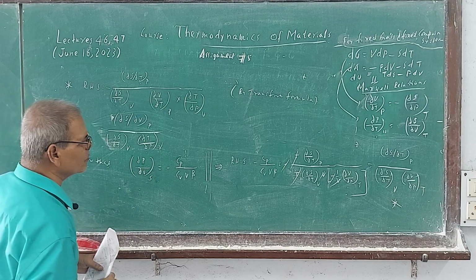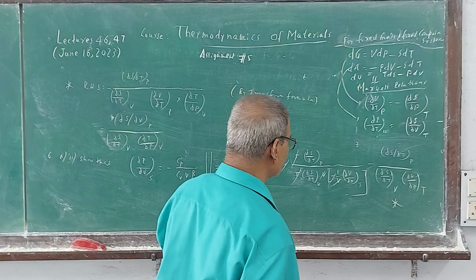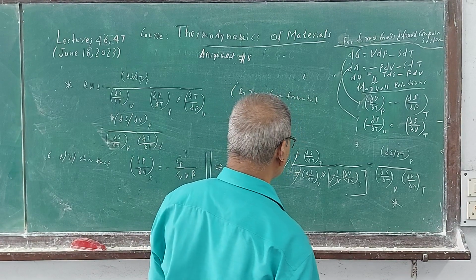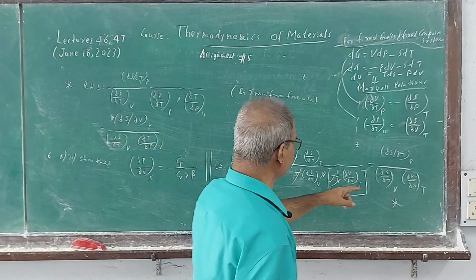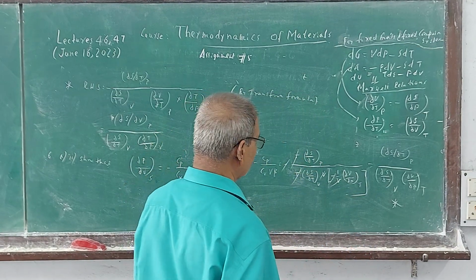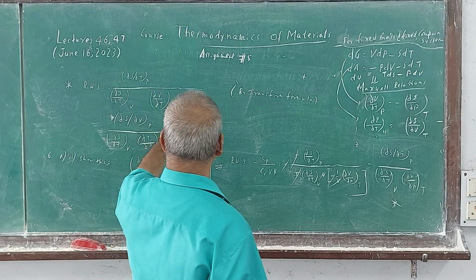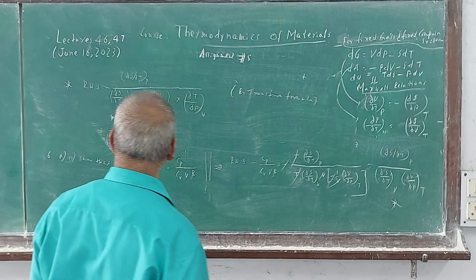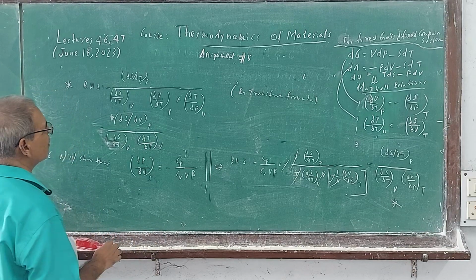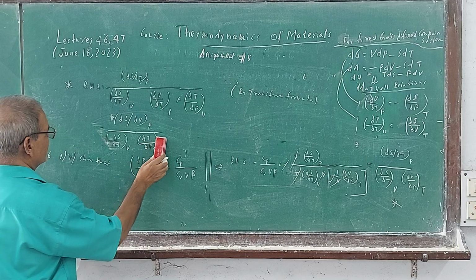What is it? These are two volumes. How can it be? dS by dT constant, what is this? What have I written? What have you written? dS by dT at constant pressure is correct. Okay, let it be so. What is being done? What is this constant volume? Let us see what happens.